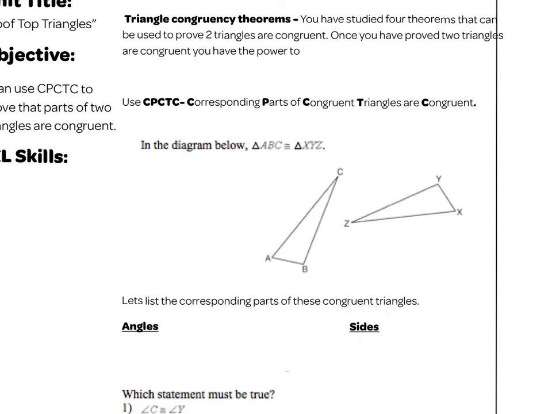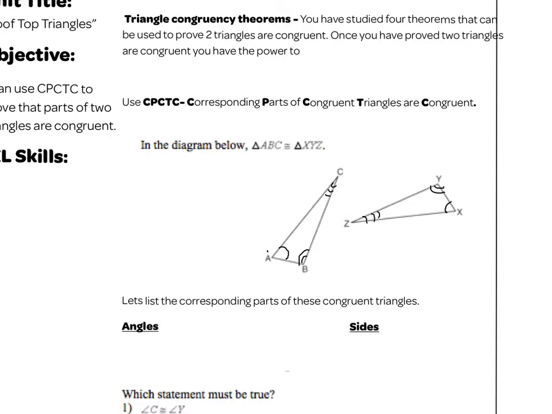If we look at triangle ABC and XYZ, remember, the order matters. This is where labeling is going to help us. By just looking at triangle ABC is congruent to triangle XYZ, we should be able to label the angles that are congruent. Angle A, because it comes first, is congruent to angle X. Angle B is congruent to angle Y. Use 2 marks for that. And then angle C is congruent to angle Z. 1, 2, 3, 1, 2, 3.